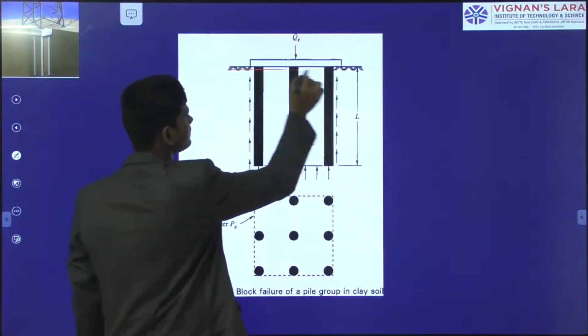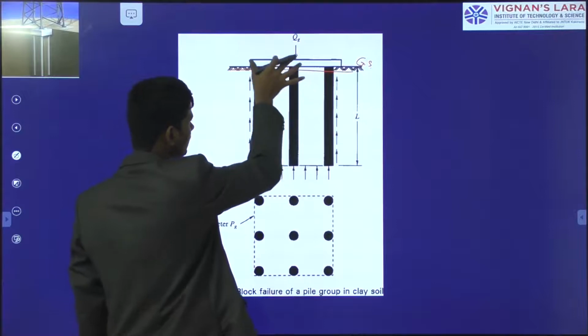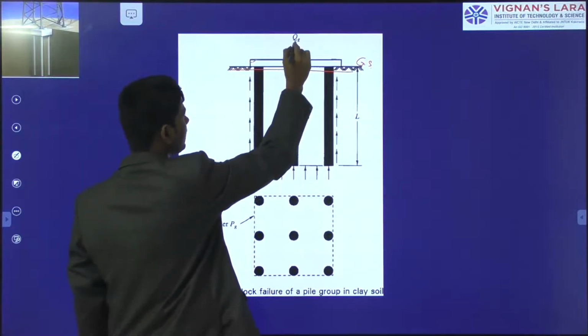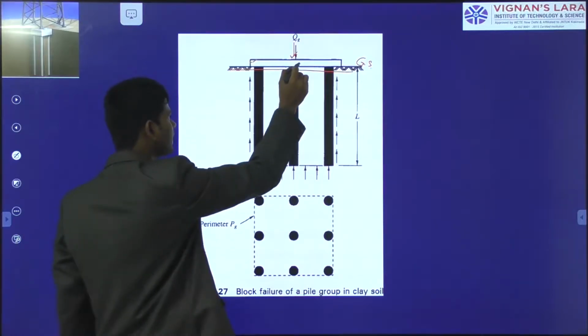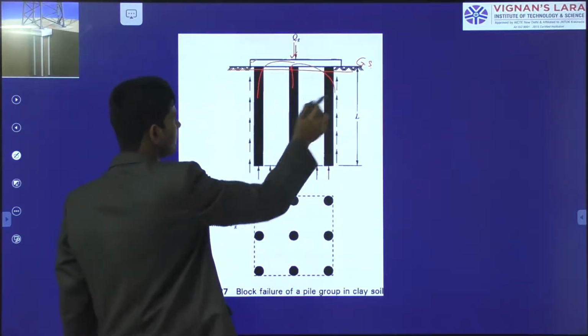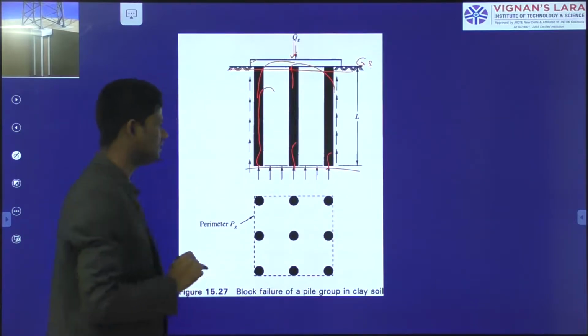And if you see here, this is the ground surface. In this ground surface, to distribute the loads equally, we are inserting one pile cap here, and this is the gross load we are applying on the pile cap. This pile cap will transfer the load to this pile, and from this pile the load will be transferred to the ends, the bottom of the piles.